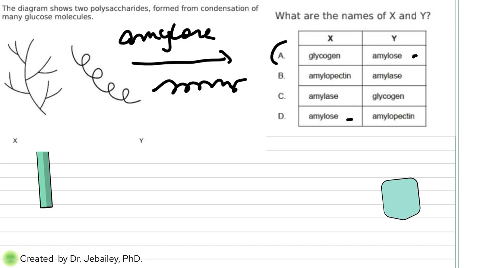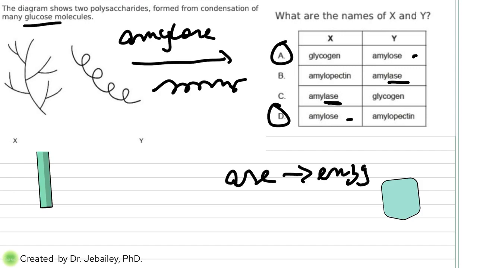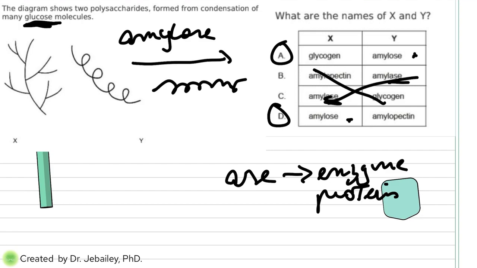So it can only be between A and D. Now amylase, the word with an A here, you can already reject. Why? Because ase means an enzyme. Enzymes are not made of sugar. Enzymes are made of proteins, right? Anything that ends with ase is an enzyme, as I was writing here, and it's a protein. And here we're talking about sugar, which is glucose. So it cannot be any of this. We can reject that. Now we're looking between glycogen, amylose, and amylopectin, right?